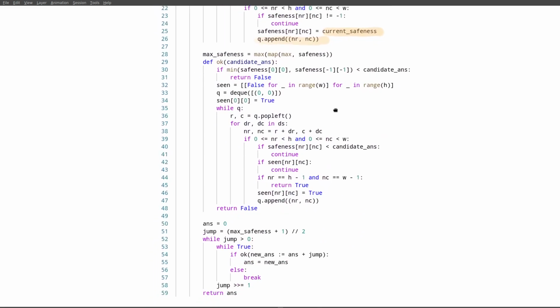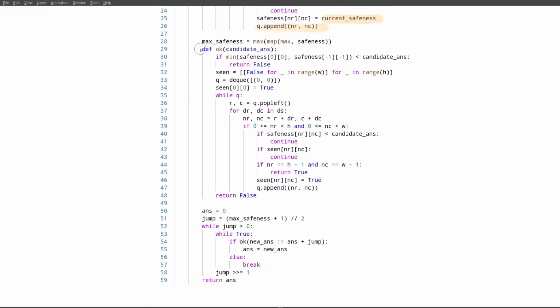Okay, so that's fine. And now we'll binary search on the answer. The maximum answer is the maximum safeness of any cell on our grid. So in order to binary search, we will have to have a function that will verify for the suggested safeness, so for the candidate, if it's possible to reach from start to end while only using cells that have safeness at least equal to the candidate. So for instance, if the minimum safeness of the starting cell and the ending cell is already less than the candidate, the answer is false. If we can't reach the candidate, the answer is false. Otherwise, we just try to reach the candidate.